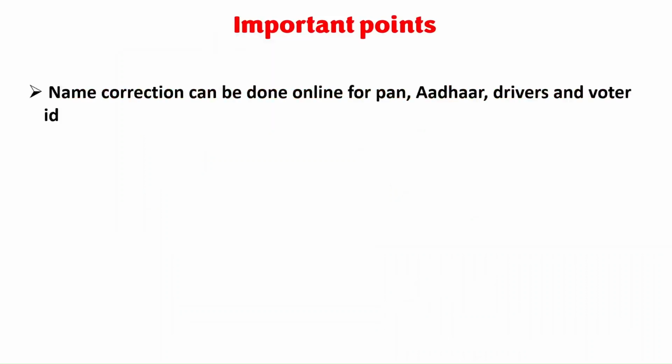Okay, let's discuss some important points. Name correction, obviously, as many of us know, can be done online. Your PAN card, Aadhaar card, driver's license, and voter ID corrections can be done on the government websites. For some other documents where the option is not available online, you may do it offline at the government centers.